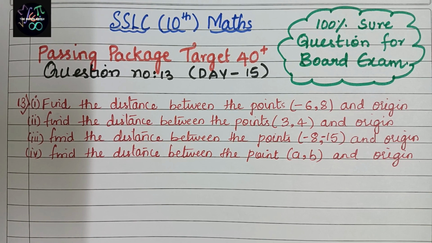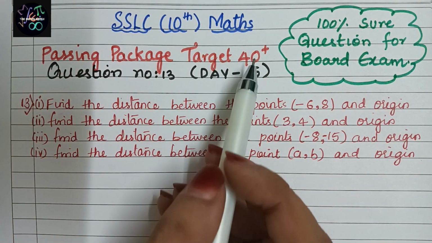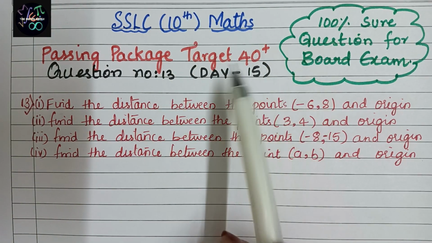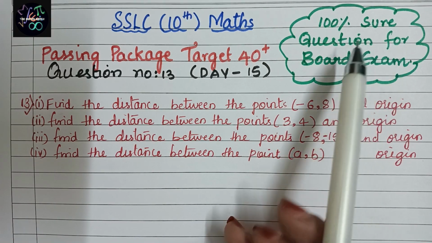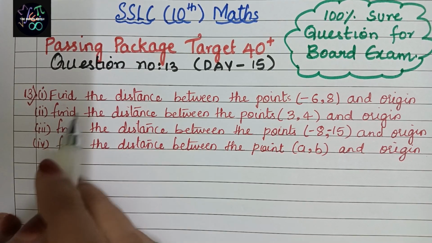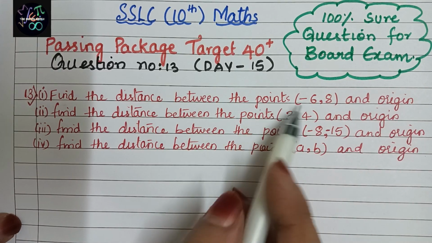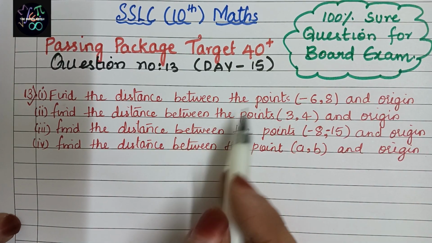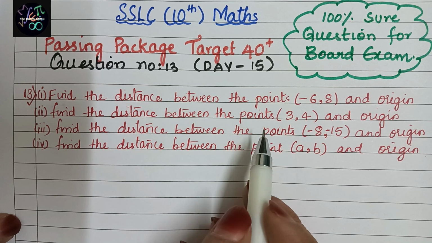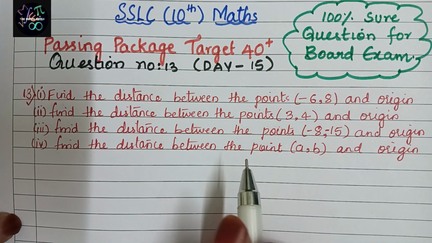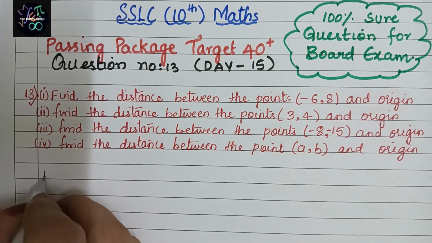Today I am here with the continuation of passing package target 40 plus for 10 standard. These are the questions from board examination, which are the 100% sure questions for board exam. Let us see the question. Find the distance between the point minus 6 comma 8 and origin. These are all questions of the same type from previous year's question papers: distance between point and origin. Okay, so let us see the first question.